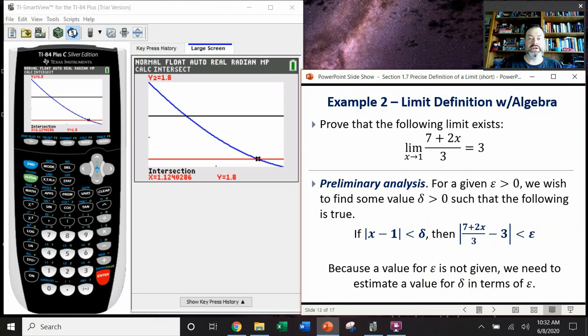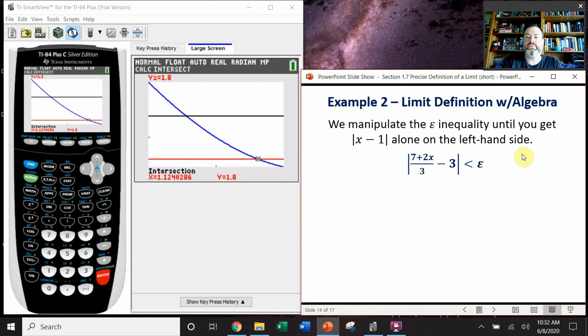So here's the general method. You need to manipulate everything inside the absolute value over here in order to get an x minus 1 to appear. The reason you do that: if you can factor an x minus 1 out of here, then you can replace that x minus 1 with a delta. And if you put a delta in over here, you will have delta in terms of epsilon, and then you can solve for delta. That's what we want to do. So this is how you do it.